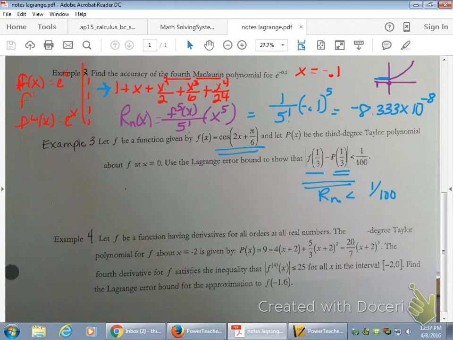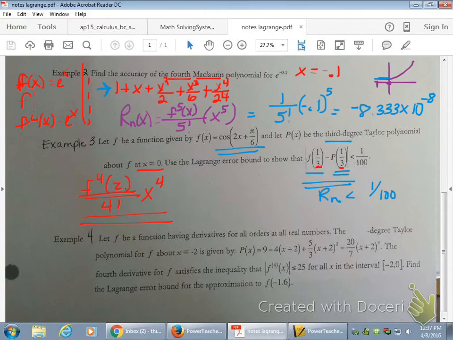And so now I just used my formula. Since I'm talking about a third degree polynomial, I need to know the 4th derivative over 4 factorial times x to the 4th. It's not x minus something to the 4th, since we know it's Maclaurin because it says x equals 0. So this is the formula, and my x value is going to be 1/3 because that's what they tell me here. The real question is, what's the 4th derivative?